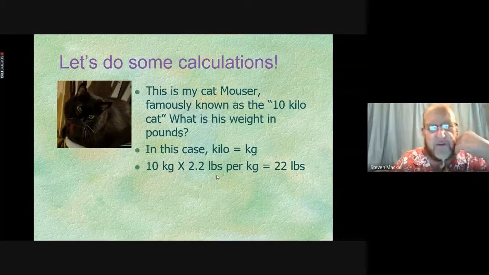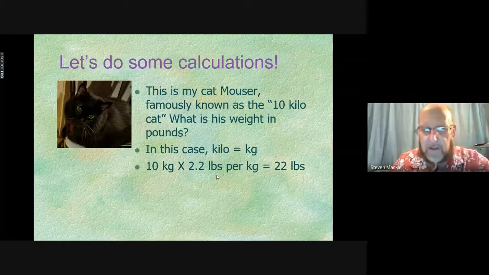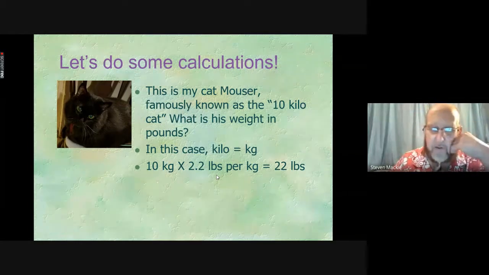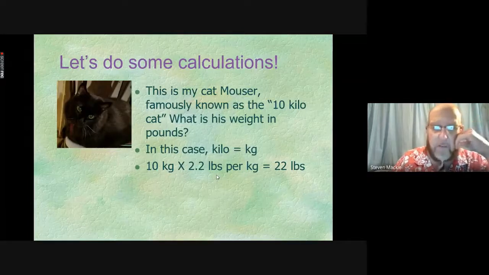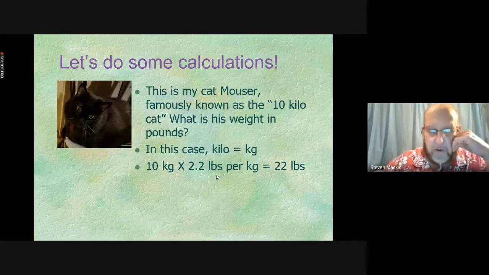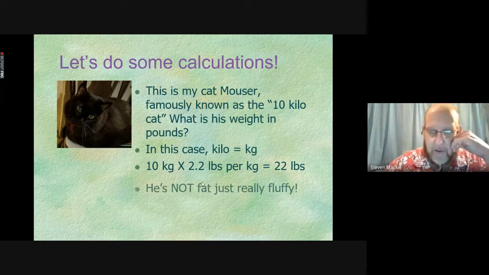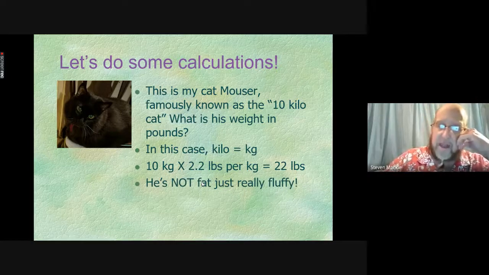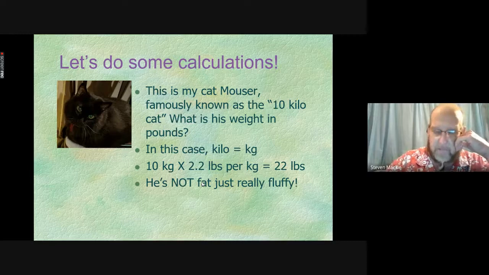But did you see how we did this calculation? We knew he weighed 10 kilos. We multiplied it by 2.2 pounds because there's 2.2 pounds per kilogram, and we ended up with 22. Notice that we multiplied this by 10. So all we did was take the decimal place and hop it over. That's what happens when you multiply by 10. You move the decimal place 1 place. Now, he's not a fat cat, really. He's just really fluffy, though. He's not so fluffy today because he had that lion cut.